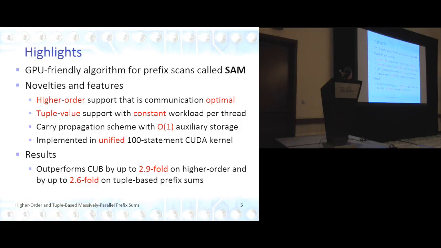And to give you some results, we outperform CUB, which is an NVIDIA library and is actually the fastest library for prefix-sum, by up to 2.9 times on higher order and 2.6 times on tuple-based prefix-sum.